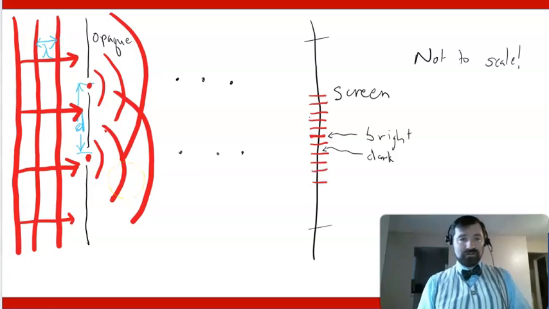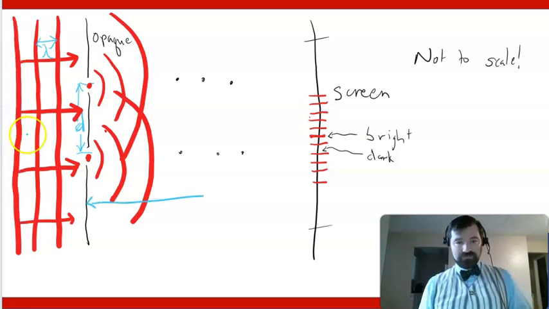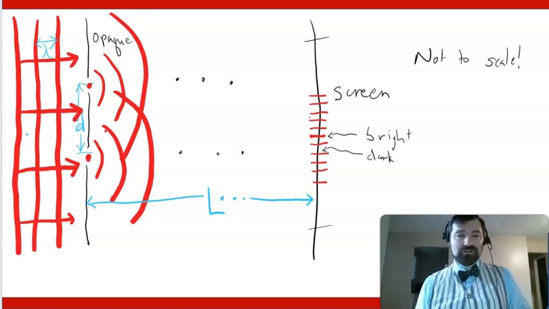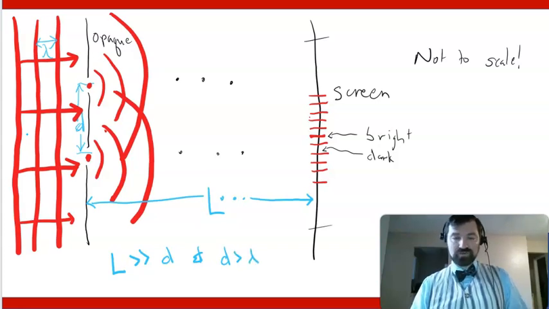And again, I should note that I'm not trying to draw this to scale. If we make this distance from slit to screen L, the main requirement for the analysis we're doing, what's called Fraunhofer analysis, is that L be much greater than D, and D be greater than lambda. Usually it's much greater.